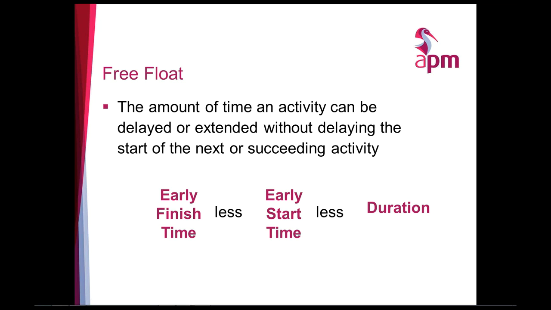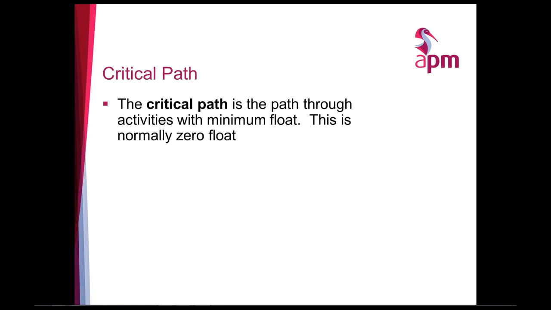Free float is similar to total float, apart from it's how much the activity can move within its own float without affecting the rest of the network. It's how much it can move by and have zero effect on the rest of the network. With total float, you can move it, and it will affect the rest of the network in places, but it won't affect the end date. The reason for this is that those activities are not on the critical path, because they have float. Anything that's on the critical path doesn't have any float.